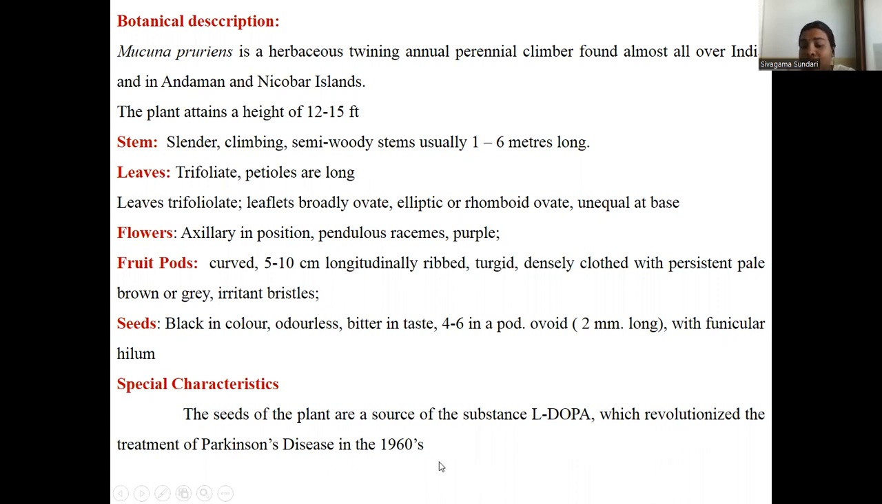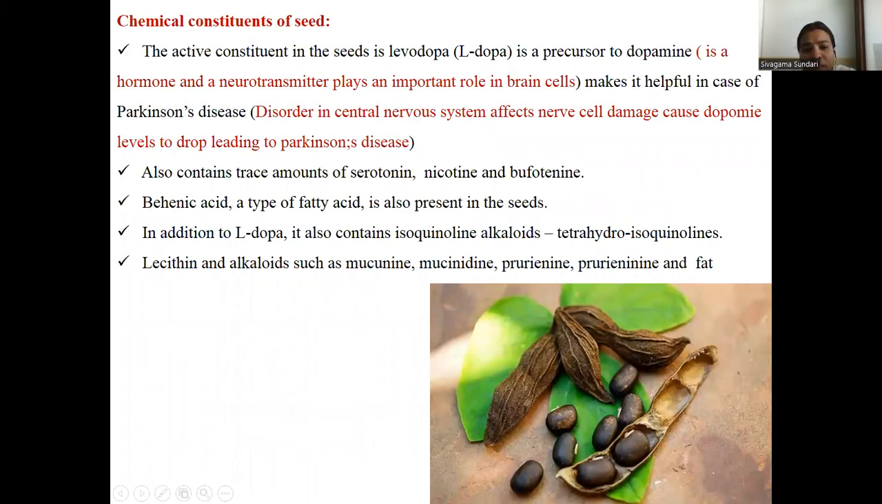We started using it; it was introduced in the 1960s, and that is what we are going to discuss here. So, the chemical constituents of the seed: as I told you, the seed contains L-dopa, the full form is levodopa, that is a precursor of dopamine. So now I'll start the story of Parkinson disease.